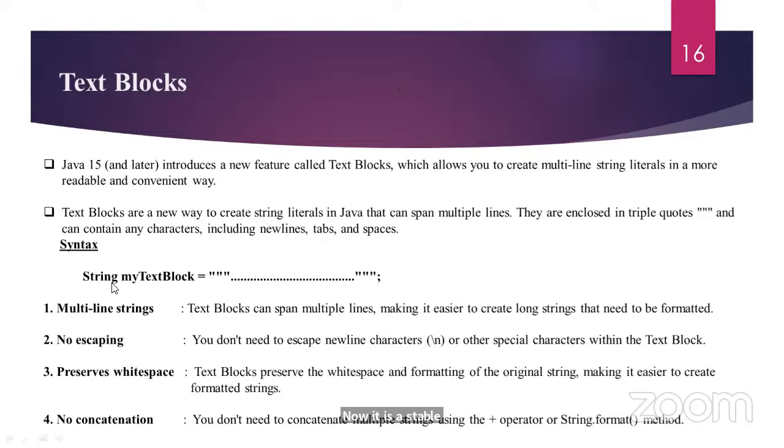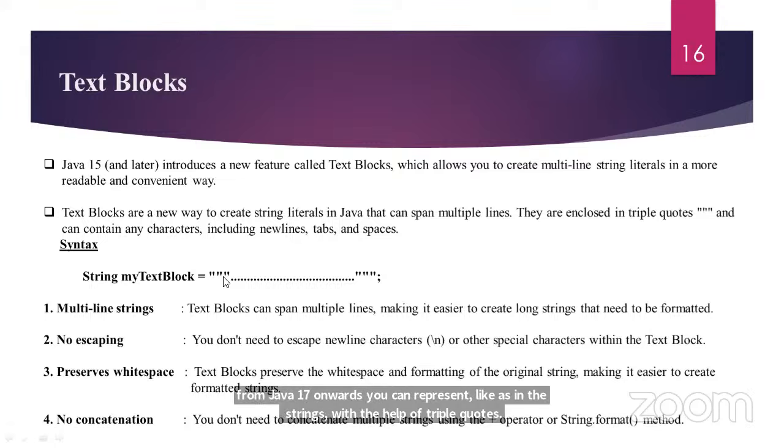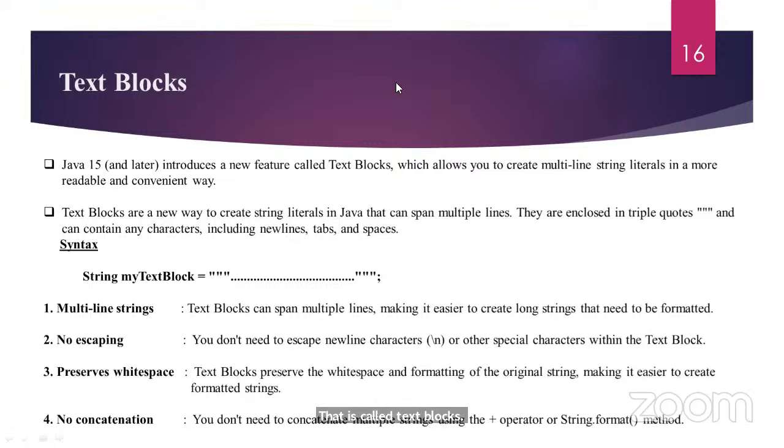If you remember correctly, since the beginning of Java we have been defining string literals with the help of double quotes. How do you represent strings in Java? Using double quotes. Now, from Java 17 onwards, you can represent strings with the help of triple quotes. That is called text blocks. Understand, guys?